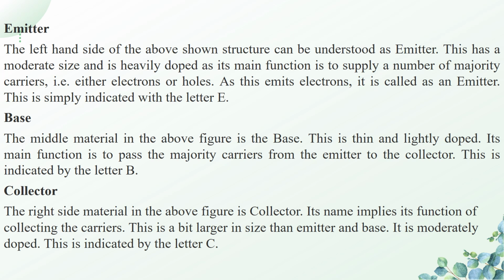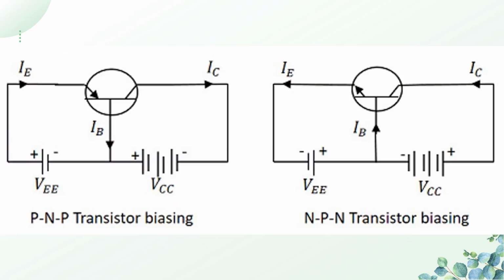And the last one is the collector. The rightmost terminal is the collector, and it should be larger in size, and its function is to collect the charge carriers which are emitted by the emitter. And the collector has to be moderately doped, and it is represented by the letter C.